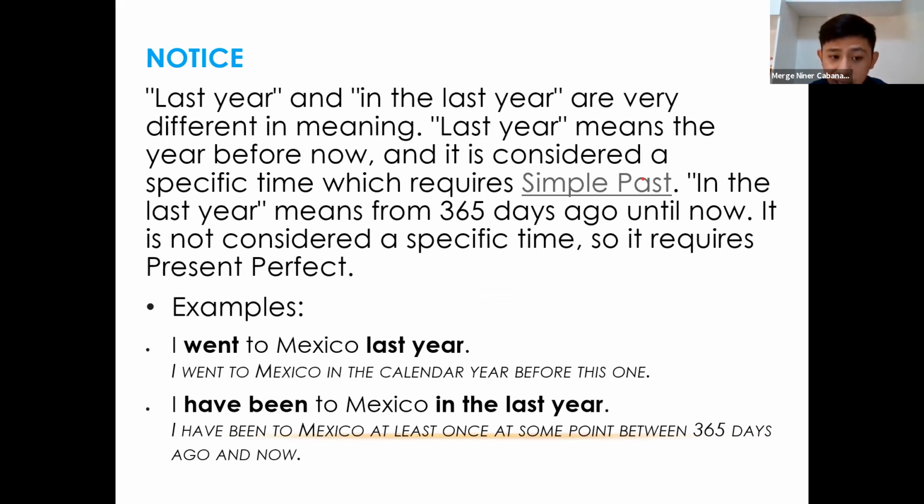I went to Mexico last year. I went to Mexico in the calendar year before this one. That's why I went. That was the word that we use, the past tense of go. I have been to Mexico in the last year. I have been means I have had the experience of being in the place of Mexico for the year that passed, over the entire 365 days.